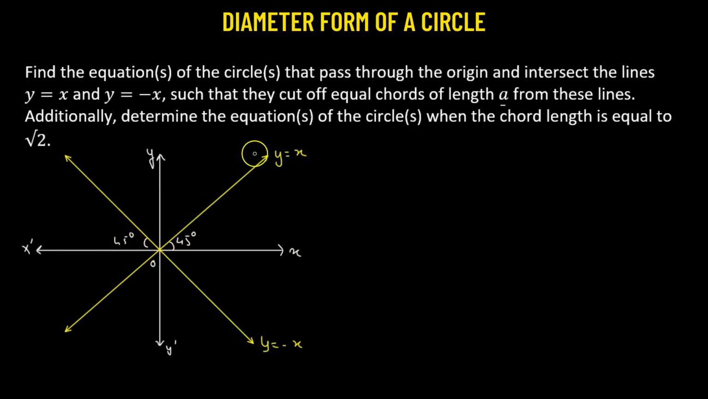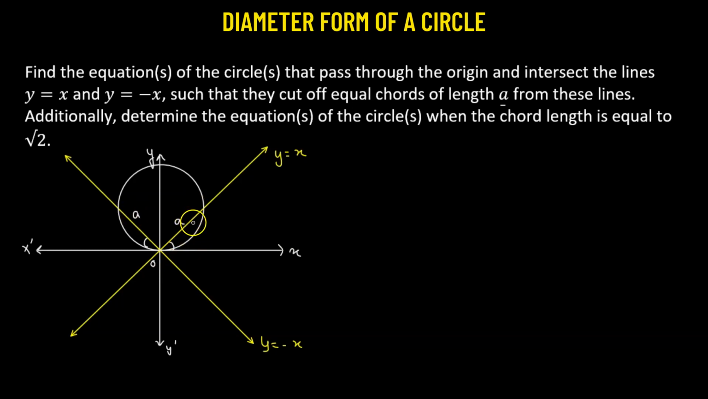Now, our goal is to find the equation of a circle which passes through the origin. So let's start with one circle first. So here we have the circle. It's touching the origin, or you can say it is passing through the origin. The two lines y equals x and y equals negative x are forming two chords on the circle. As given here, the lengths of these two chords are going to be equal. So this has a length of a unit.